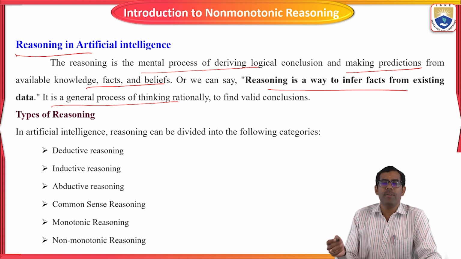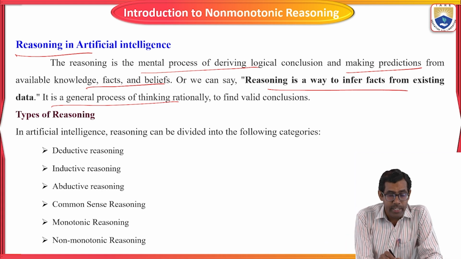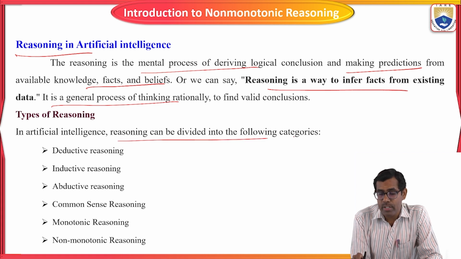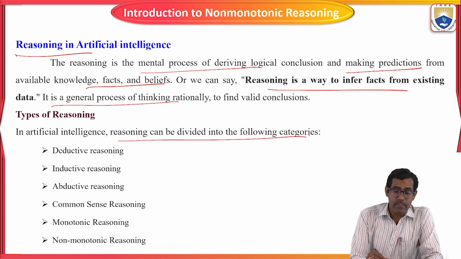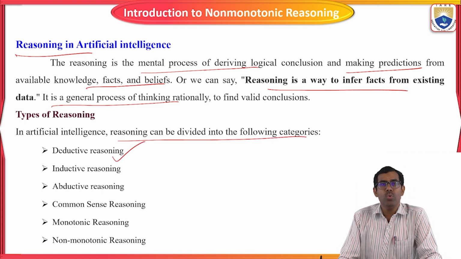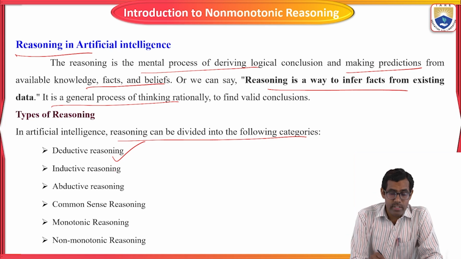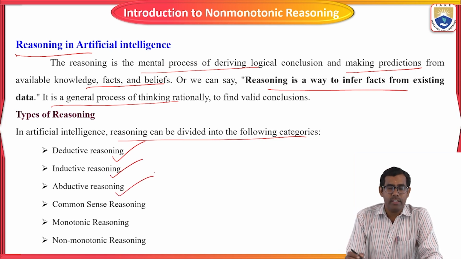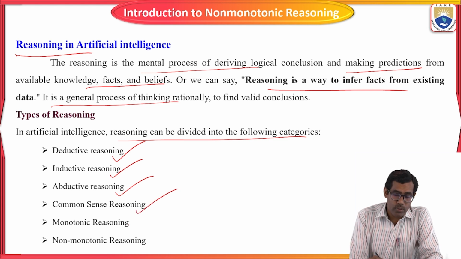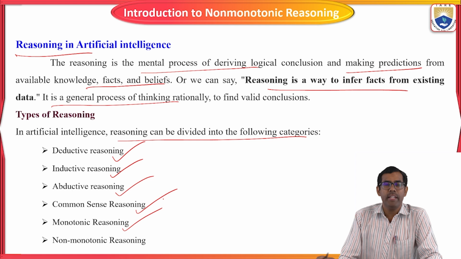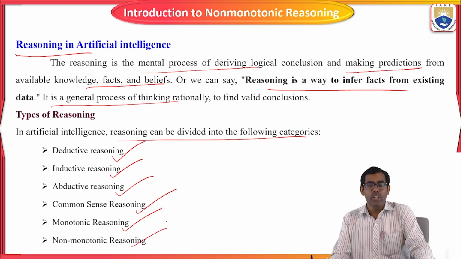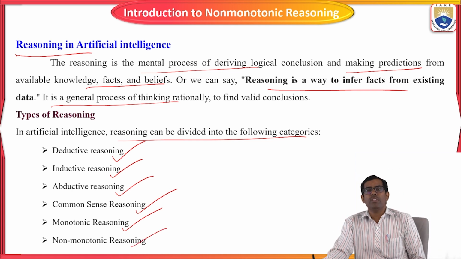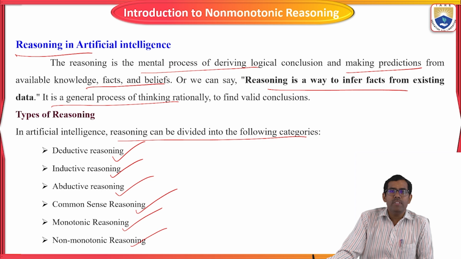There are various types of reasoning in artificial intelligence, which can be divided into the following categories. The first one is deductive reasoning. The second one is inductive reasoning. The third one is abductive reasoning. The fourth one is common sense reasoning. The fifth one is monotonic reasoning and non-monotonic reasoning. So these are the various types of reasoning in artificial intelligence.